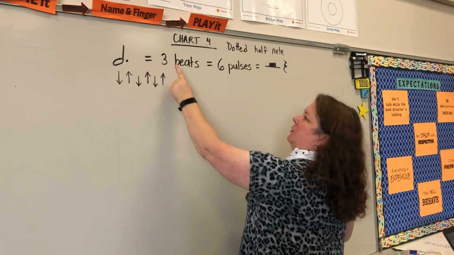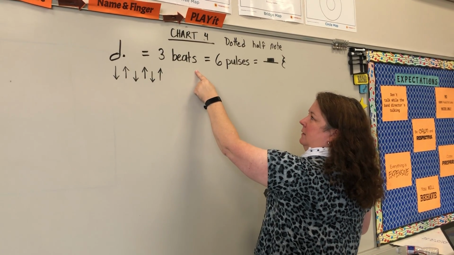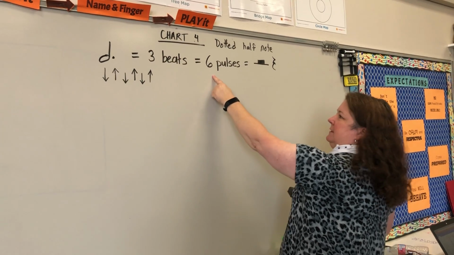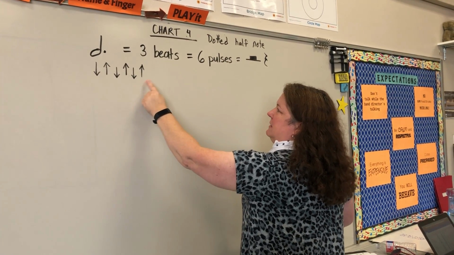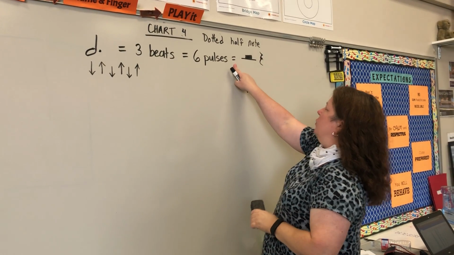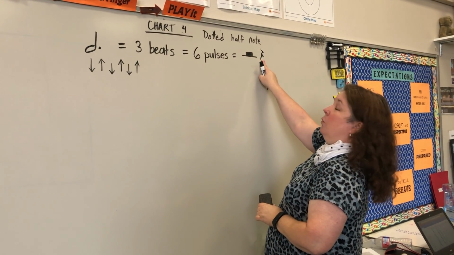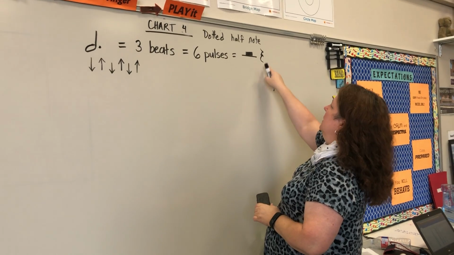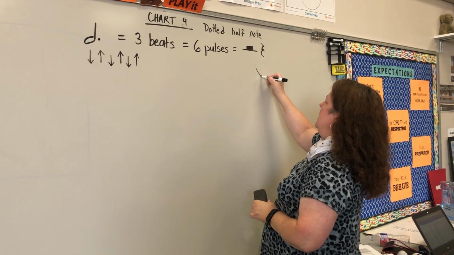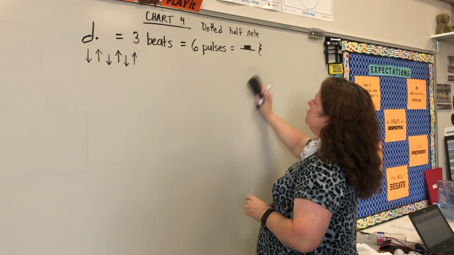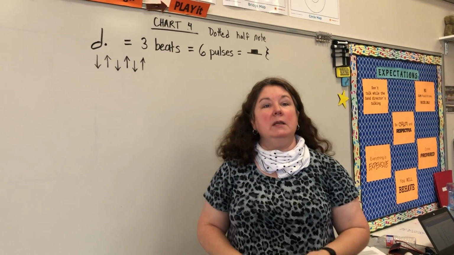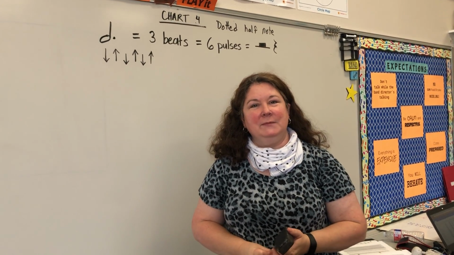That is equal to 3 beats. That is equal to 6 pulses: 1, 2, 3, 4, 5, 6. And that is equal to the half rest with the quarter rest. And remember, the quarter rest is a Z with a C on the bottom, ZC. And there you have it, the dotted half note. See you next time, guys.